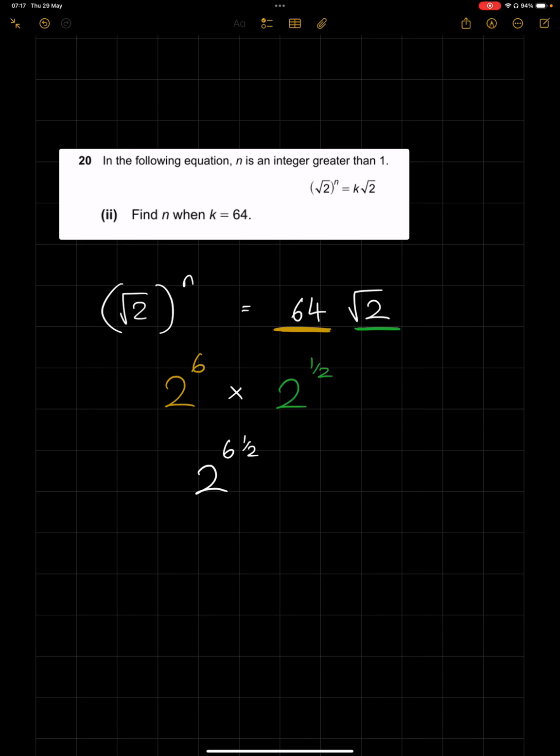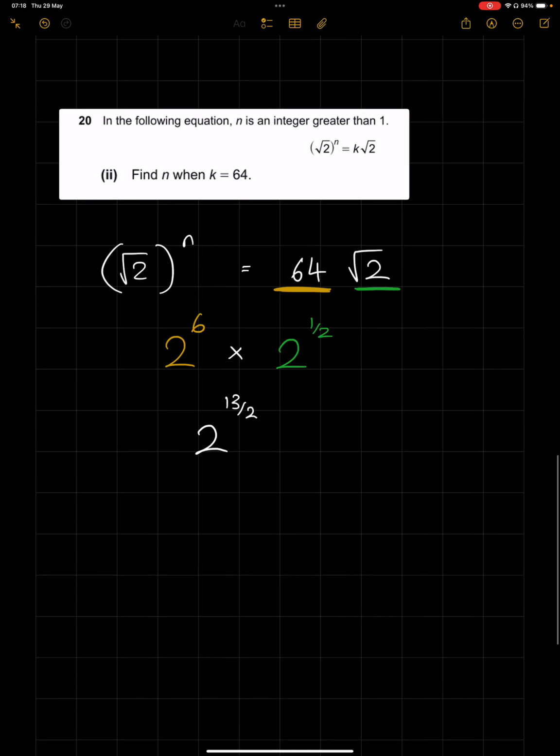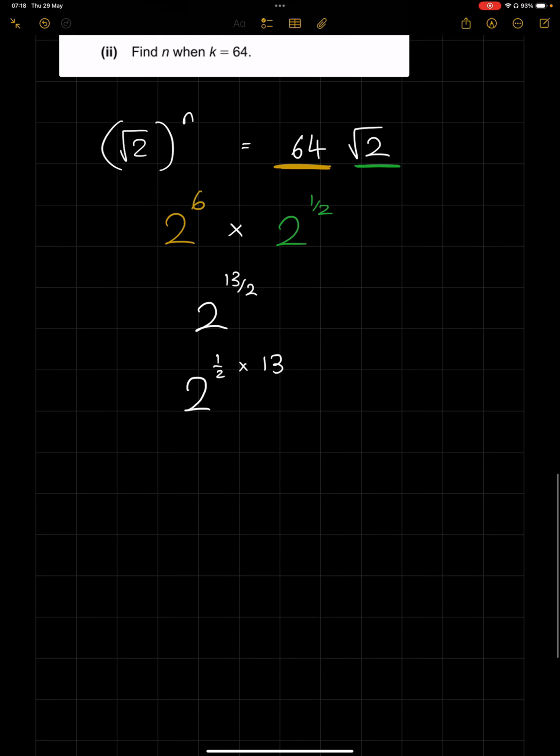But I'm going to convert that mixed fraction into an improper. So 6.5 is the same as 13 over 2. Okay, so now we need to make it in the form root 2 to the n. So I'm going to notice that 13 over 2 is the same as, I'm going to break it down, into a half multiplied by 13. Because a half times 13 is 13 over 2. And then when we're multiplying indexes, we can rewrite that as a power of a power. So that is the same as saying 2 to the power of a half to the power of 13.